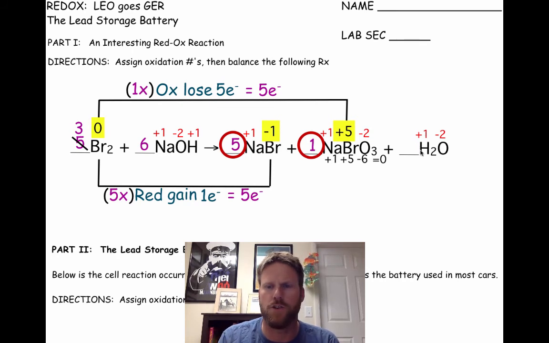And the last thing we need to do is determine the coefficient for water. If we look at the hydrogens here, we have 6 hydrogens on the reactant side. So we need 6 hydrogens over here on the product side. So we should be able to put a 3 there, and everything should balance. We can check our oxygens. Notice here we have 6 oxygens on the reactant side, and here we have 3 oxygens on the product side, and then 3 more in H2O. So this reaction is now balanced. It's a unique oxidation reduction reaction because the same substance, Br2, is both oxidized and reduced.